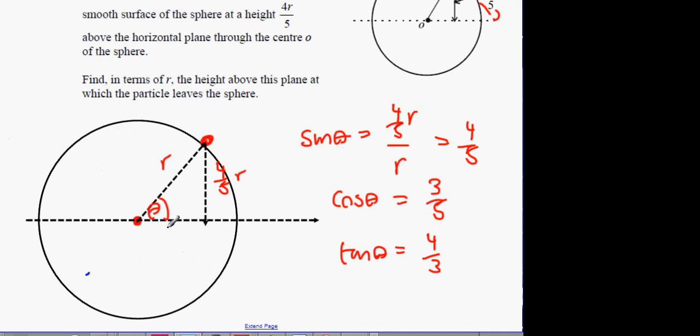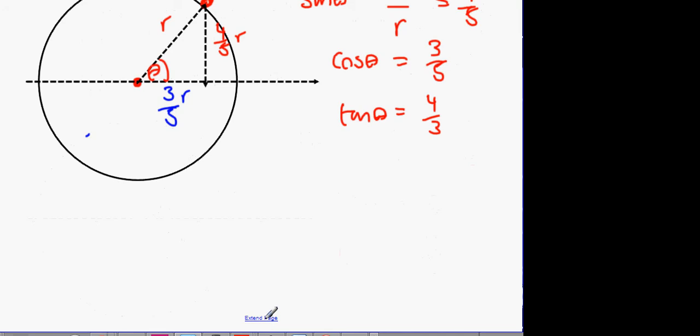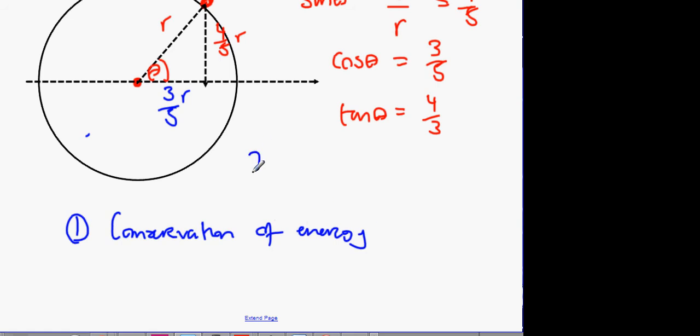Now that we've done that, there are always two formulas for this type of question when you're rotating in what's called vertical circular motion. There are two equations. The first equation is the conservation of energy. And equation 2, which we're not going to be using just yet, is centripetal acceleration. And it's always these two for this type of question.